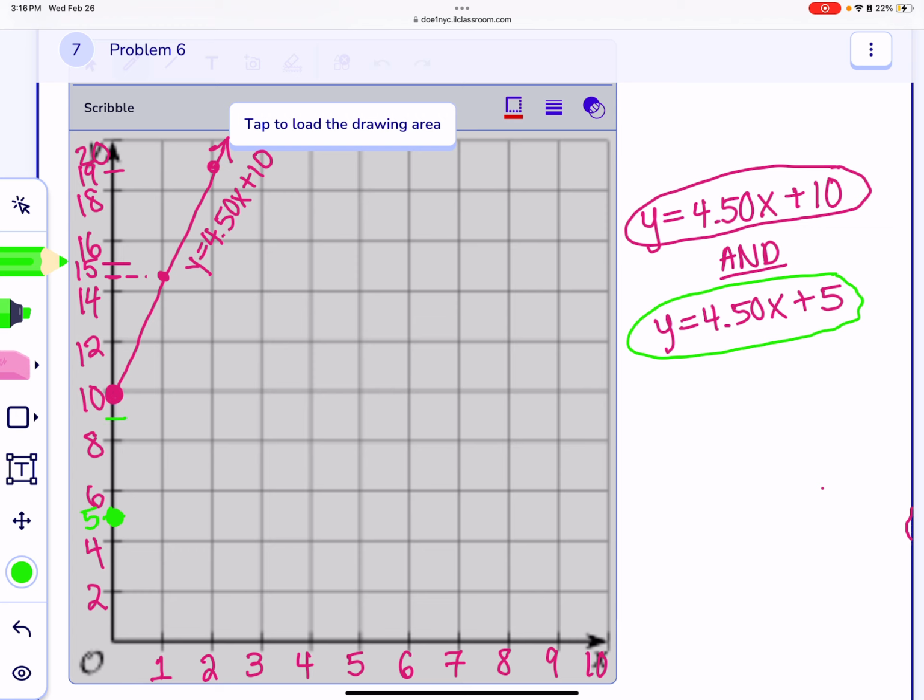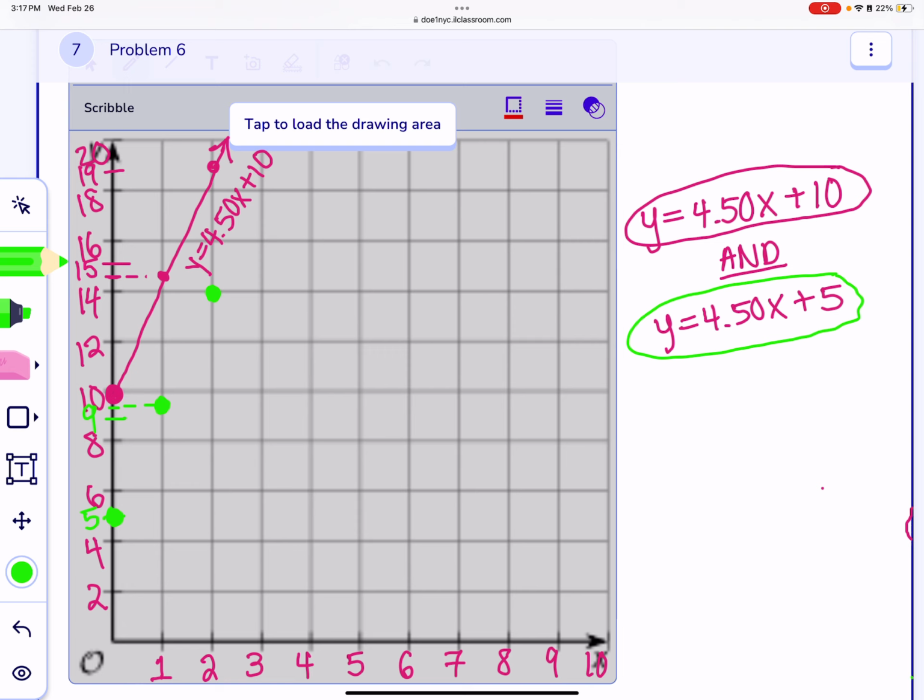In the middle of 8 and 10, we have 9. 9.50 is going to be in between 9 and 10. I graph that right there. And I'm going to keep going. So what if I ordered 2 sandwiches? Now I'm going to add 4.5 to 9.5, and I have 14. So I'm going to go all the way up to 14 for the 2 sandwiches.